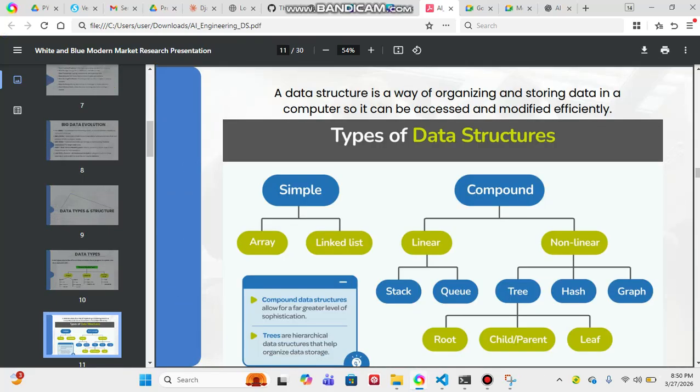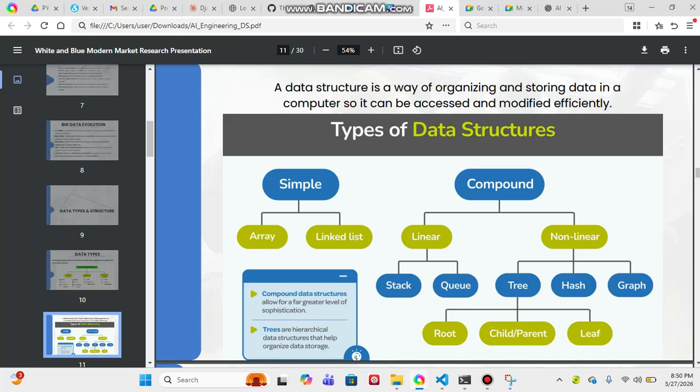Now, types of data structure. Another thing you must understand when it comes to data science and AI is data structure. When I start writing some code, you should be able to tell me that this data is under this code based on the data structure. It is under array or linked list, or probably it is a linear or non-linear data structure.